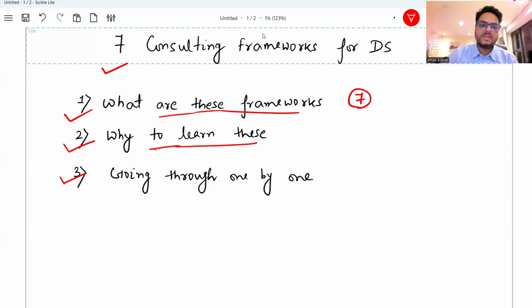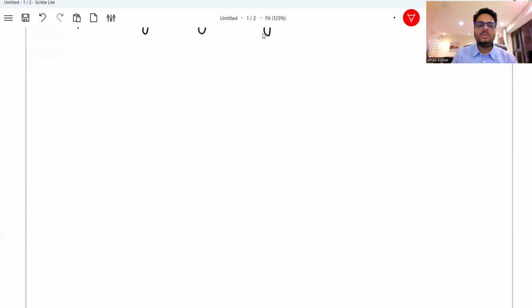As I told you, these are consulting field related frameworks, so they have been tried and tested on multiple business scenarios. Having said that, let's try to understand all these frameworks one by one. And as I told you, you will not always be crunching numbers. You will not always be a junior data scientist. So you need to know these things.